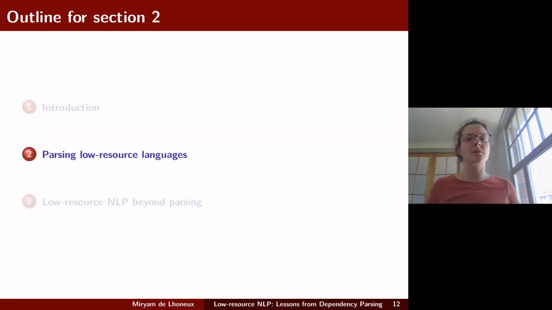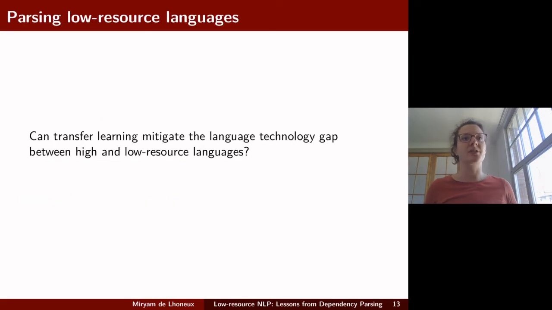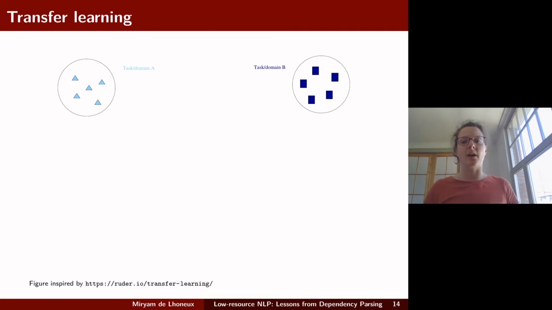So now let's look at low resource dependency parsing, and again, more specifically, we are interested in the question of if transfer learning can help mitigate the language technology gap between high resource and low resource languages. And we're going to try to answer this question in the context of dependency parsing. Now let me just do a brief recap of what transfer learning is.